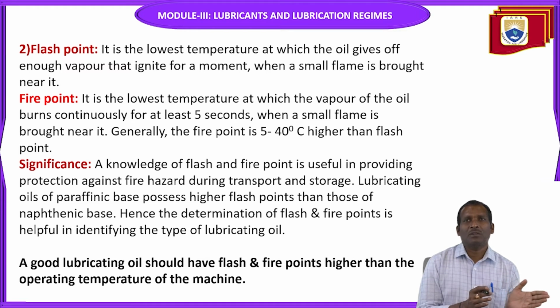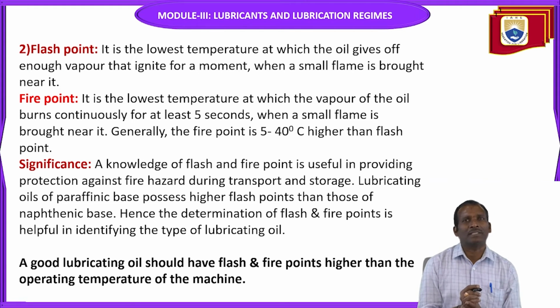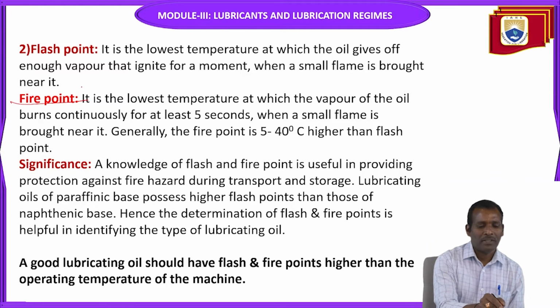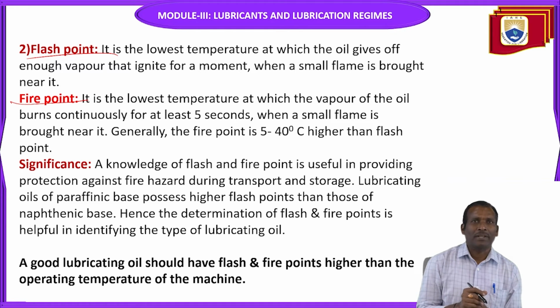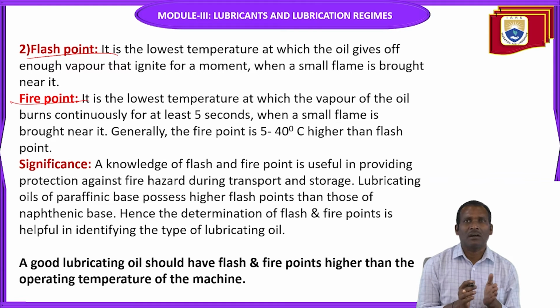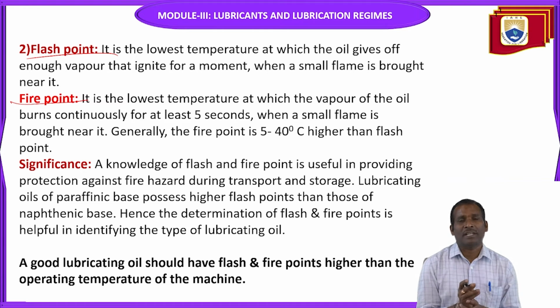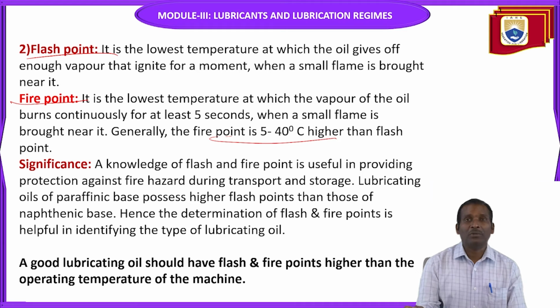Whenever the vapor of the oil burns continuously for at least 5 seconds when a small flame is brought near it, that point is called the fire point. So this is the difference between the flash point and fire point. At the flash point, the oil is at the moment ready to ignite. Clear. Here at the fire point, the vapor of the oil burns continuously for at least 5 seconds. Generally the fire point is 5 to 40 degrees centigrade higher than the flash point.